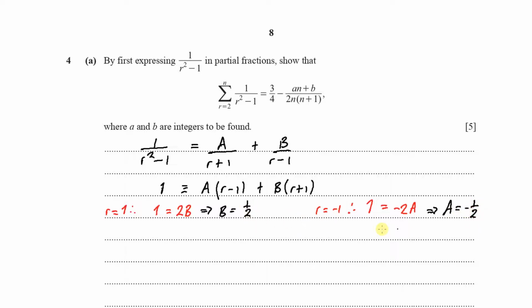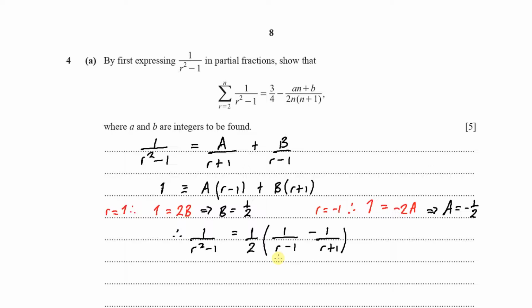So now that we have the values of a and b, we can therefore express 1 over r squared minus 1 as, here factoring out the half, I'll take the half out. And then I will have inside the bracket, since b is the one that's coming out positive, 1 over r minus 1 minus 1 over r plus 1.